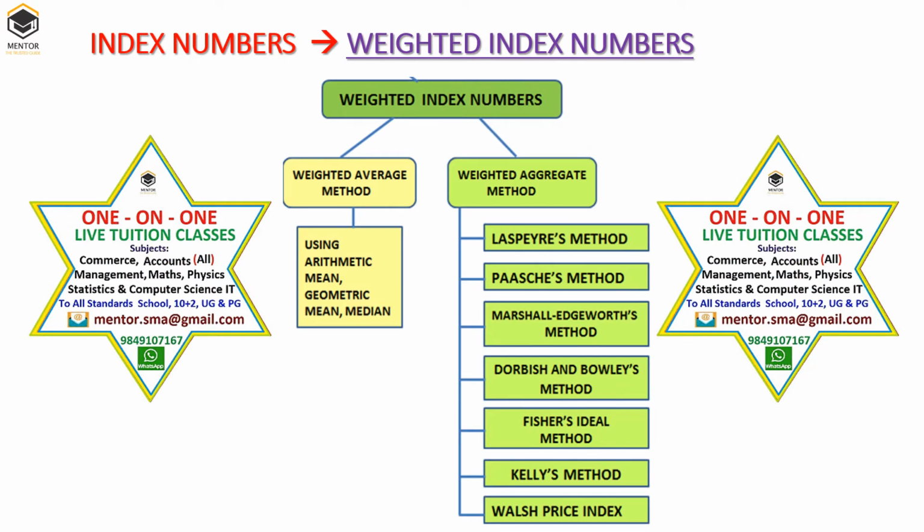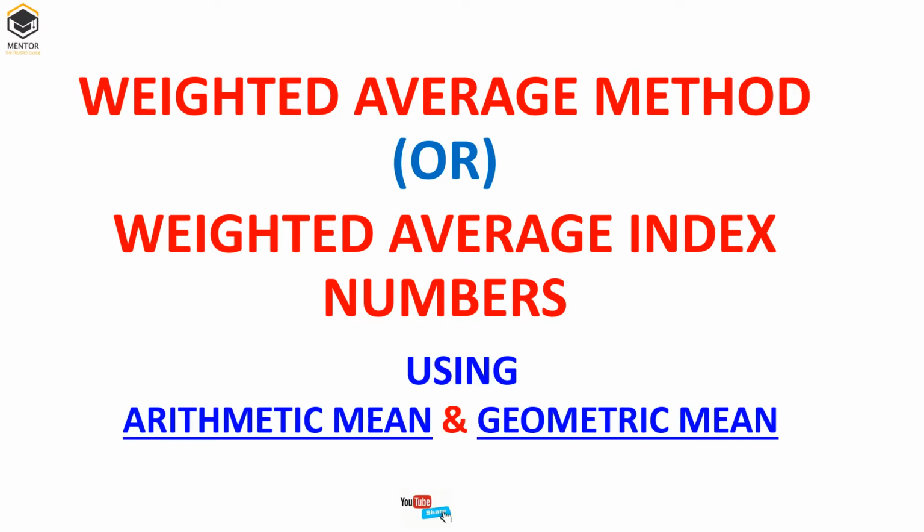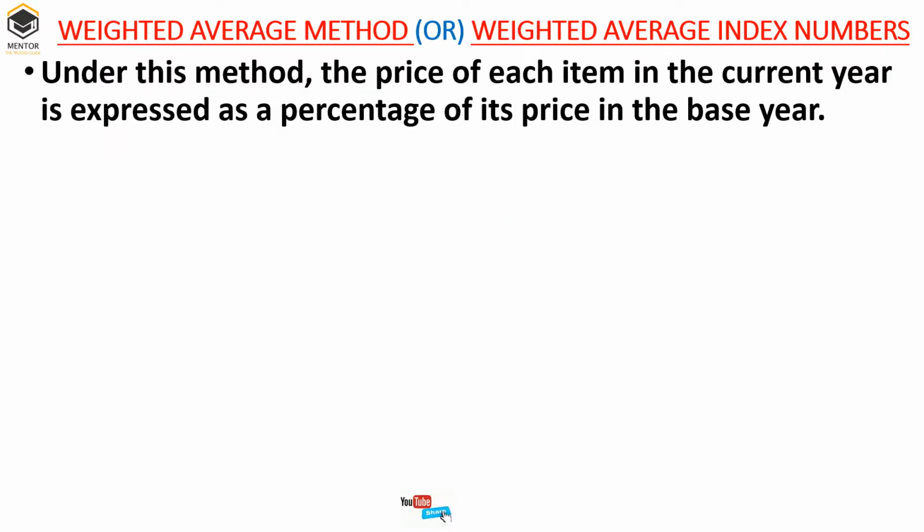Weighted index number is of two types: weighted average method and weighted aggregate method. In today's session of class, you will be learning the weighted average method using arithmetic mean or geometric mean. Weighted average method or weighted average index number, we are going to find out with the help of arithmetic mean or geometric mean.